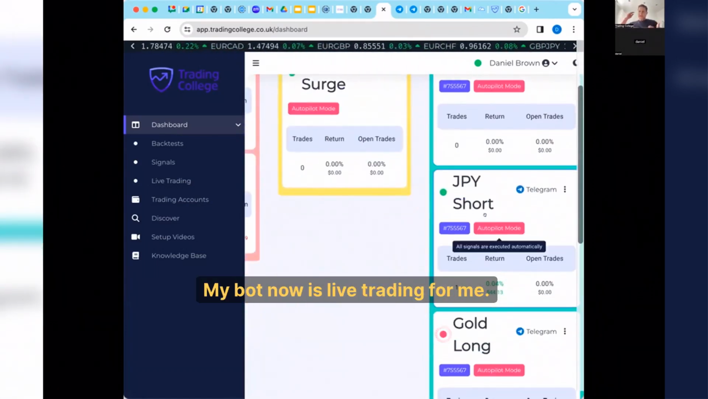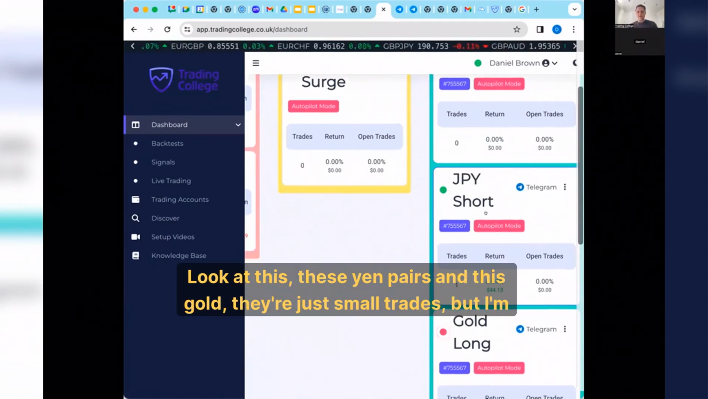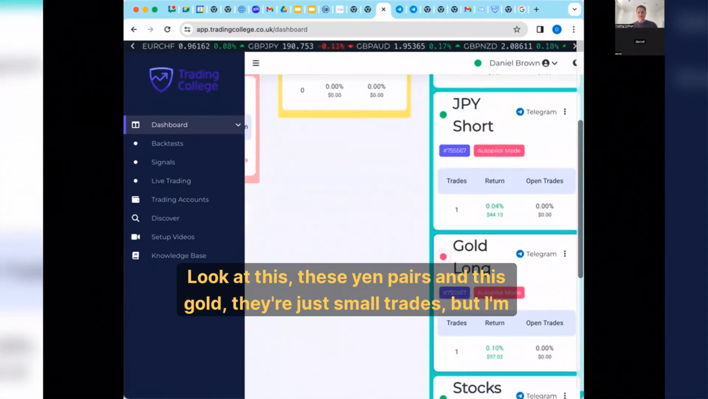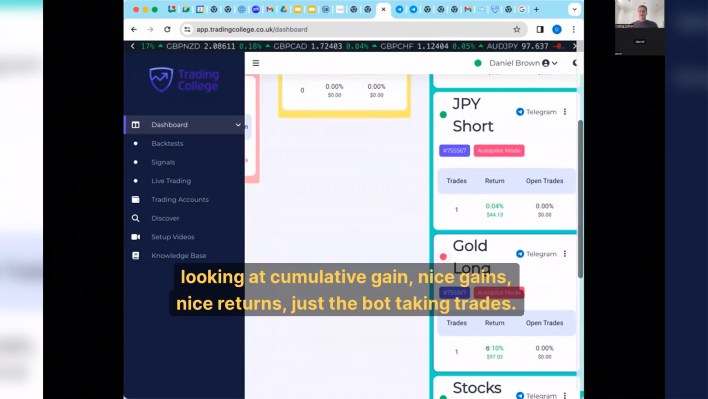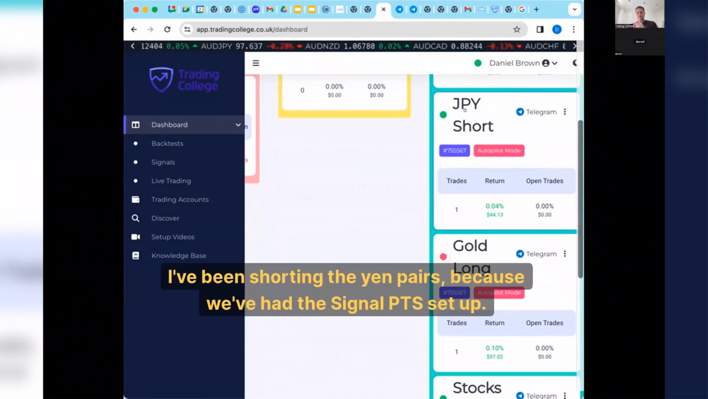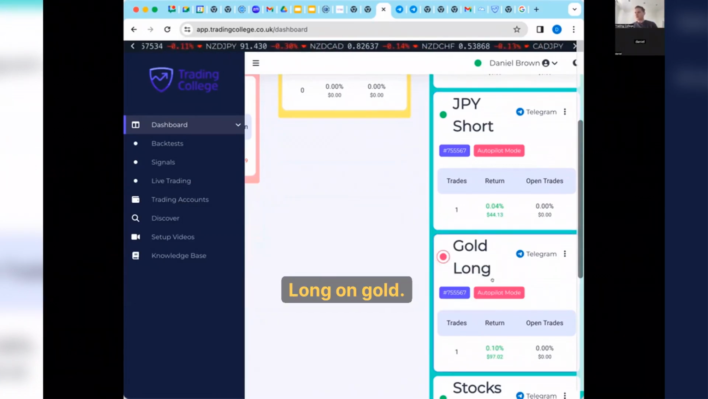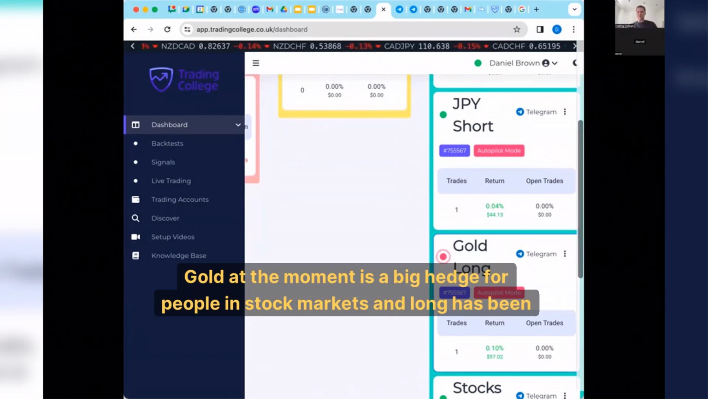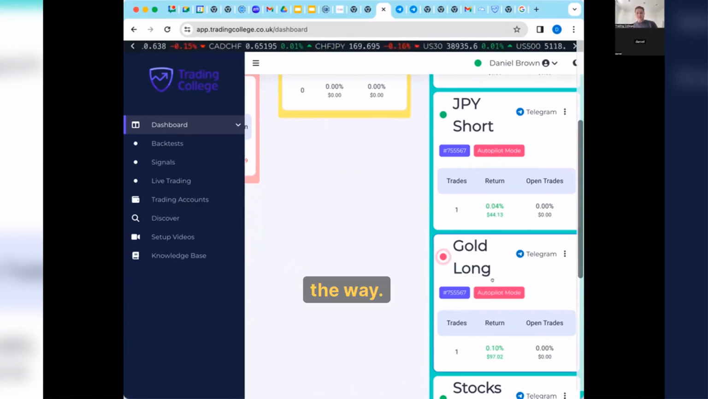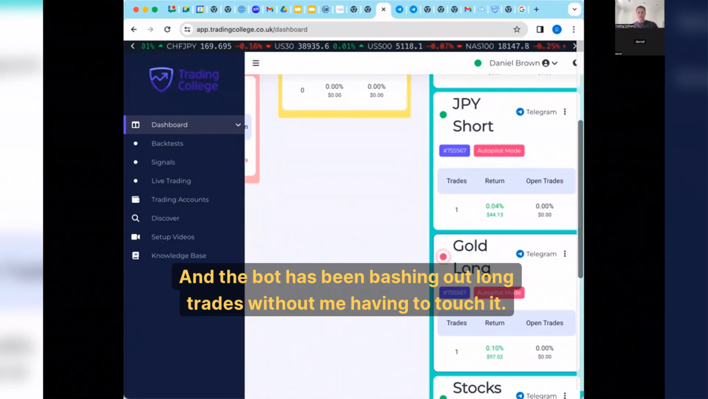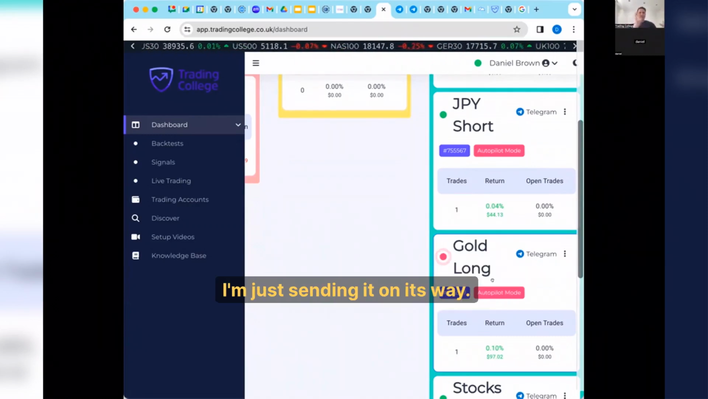My bot now is live trading for me. Look at this in these yen pairs and this gold. They're just small trades, but I'm looking at cumulative gain, nice gains, nice returns. Just the bot taking trades. I've been shorting the yen pairs because we've had the signal PTS set up, and I've been going long on gold, right? Long on gold. Gold at the moment is a big hedge for people in stock markets, and long's been the way. And the bot has been bashing out long trades without me having to touch it. I'm just sending it on its way.